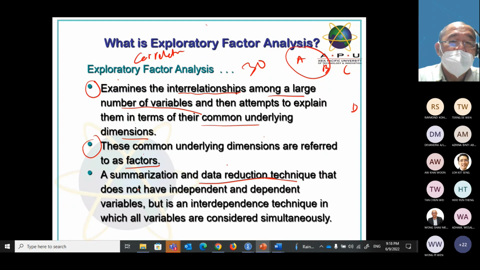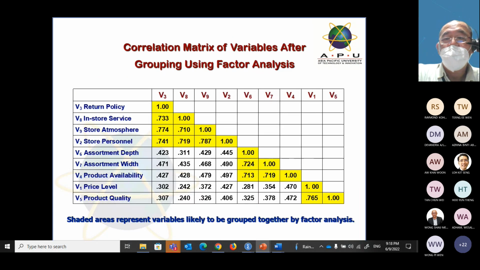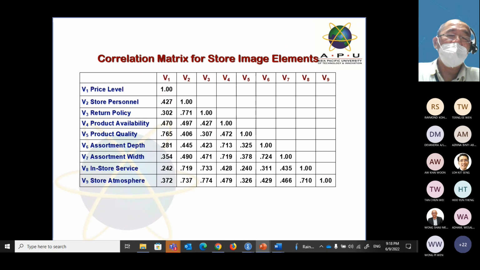It does not have independent and dependent variables, meaning you cannot say which one is independent and which one is dependent. They are all at the same level. It's an interdependence technique in which all the variables are considered simultaneously.